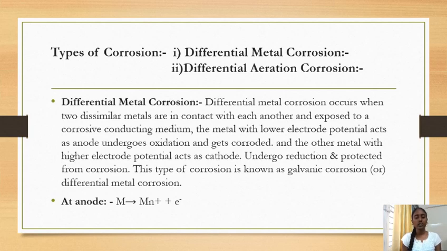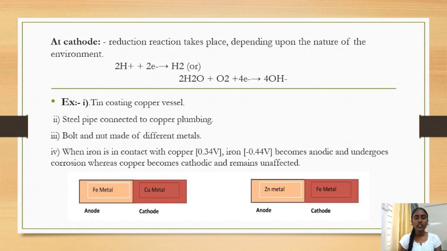Here in this process at the anode, the metal undergoes oxidation, and at the cathode, a reduction reaction takes place depending upon the nature of the environment. Here the water is reacting with oxygen to form OH minus. Examples are tin coating on copper vessels, steel pipe connected to copper plumbing, and bolt and nut made of different metals. When iron is in contact with copper, iron becomes anodic and undergoes corrosion, whereas copper becomes cathodic and remains unaffected.